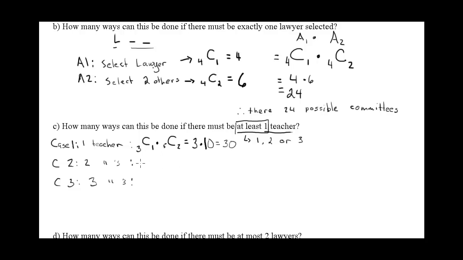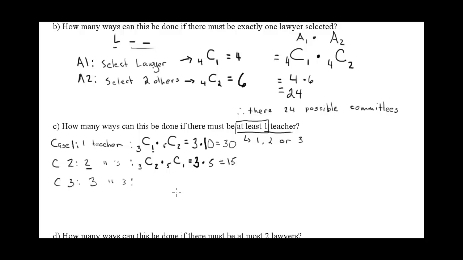Okay, and then same thing. So now your first action, you have to select 2 teachers. So instead of selecting the 1 teacher, you have 3 teachers to choose from, and you're going to choose 2 teachers, times, now similar here, you still have 5 people to choose from, but we're choosing just 1 of them. So we're going to have 3 choose 2, which is 3, times 5 choose 1, which is 5. So we've got 15 ways.